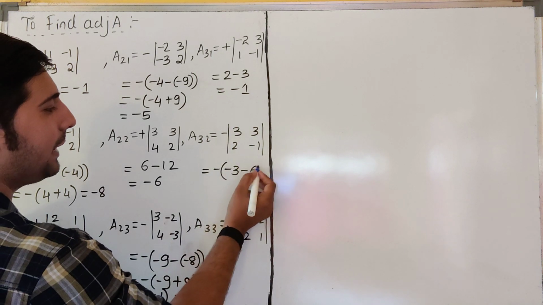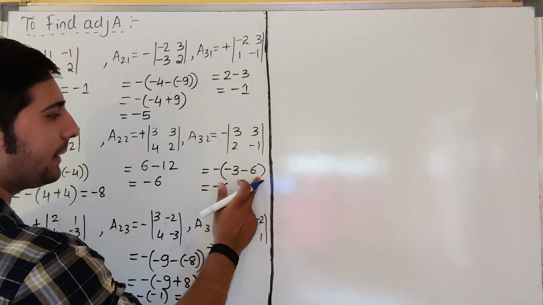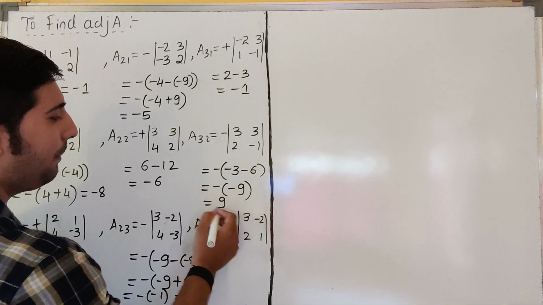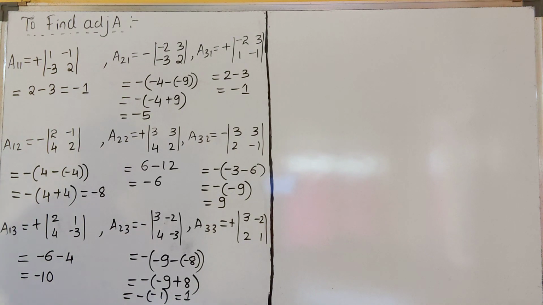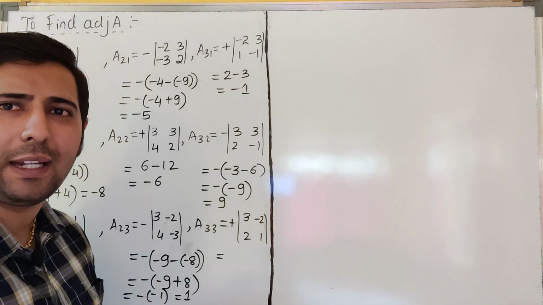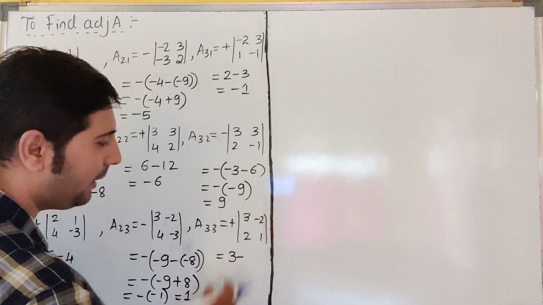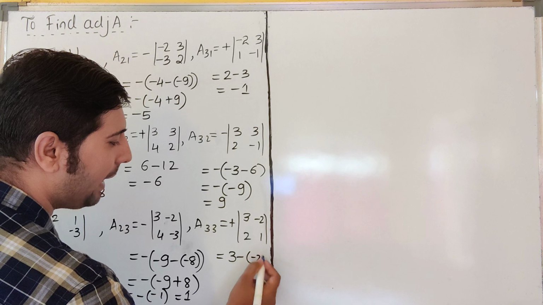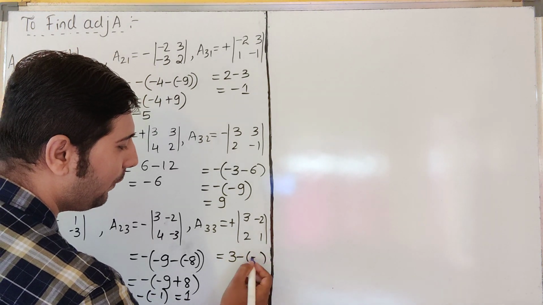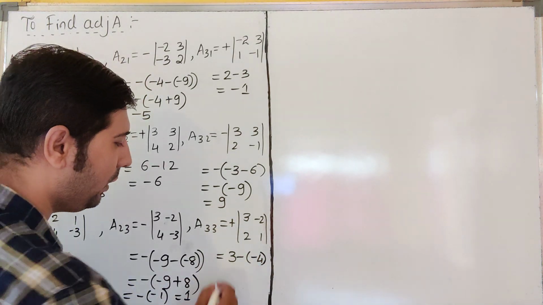2 3s are 6. Minus 3 minus 6 is minus 9. Minus into minus, plus 9, dear students. Everyone it is clear? Now last. Here plus sign is there, you will write or you may not write. 3 1s are 3, minus I will write, 2 into minus 2, minus 2. Minus 4, dear students. 2 into minus 2 is minus 4.